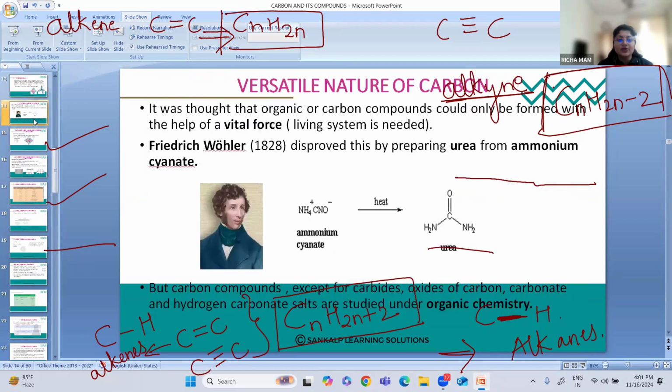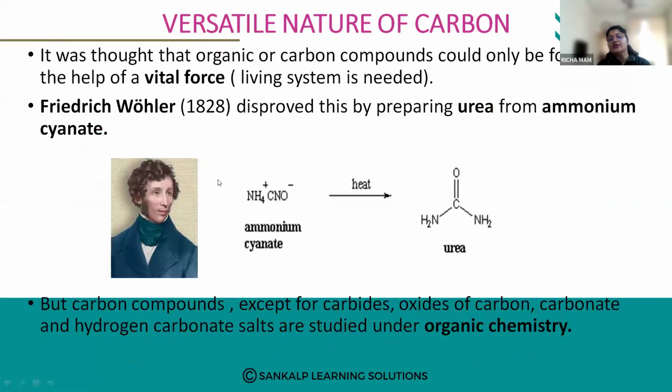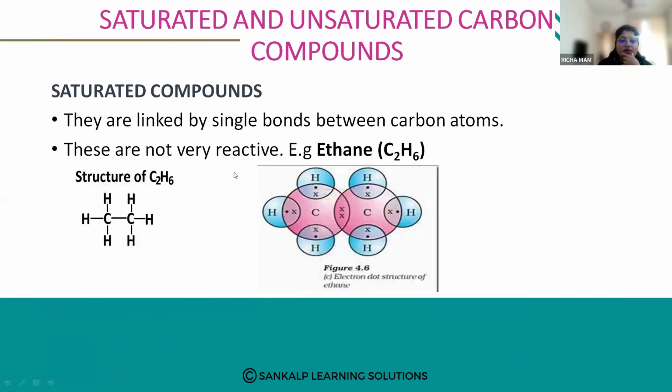We have discussed the versatile nature of carbon, because of its two unique properties, catenation and tetravalency. Now, about saturated and unsaturated carbon compounds. Saturated means they are linked by single bonds between the carbon atoms. These are not very reactive.